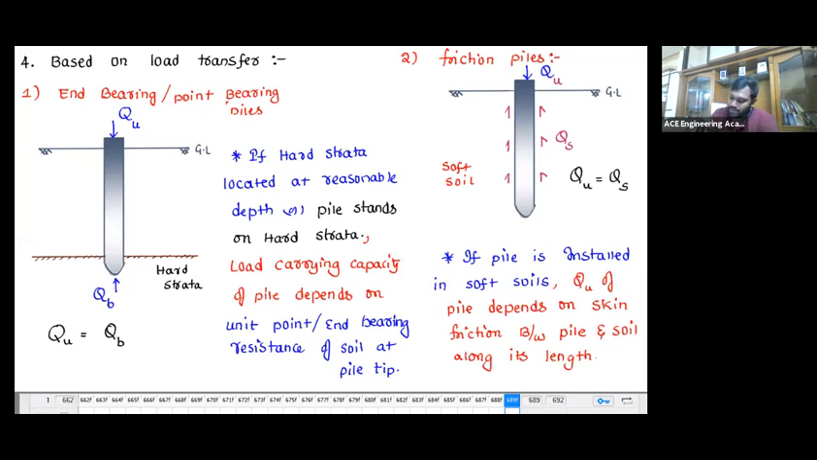Now there comes the composite pile. The composite pile is nothing but a combination of both. You can observe both friction and end bearing.